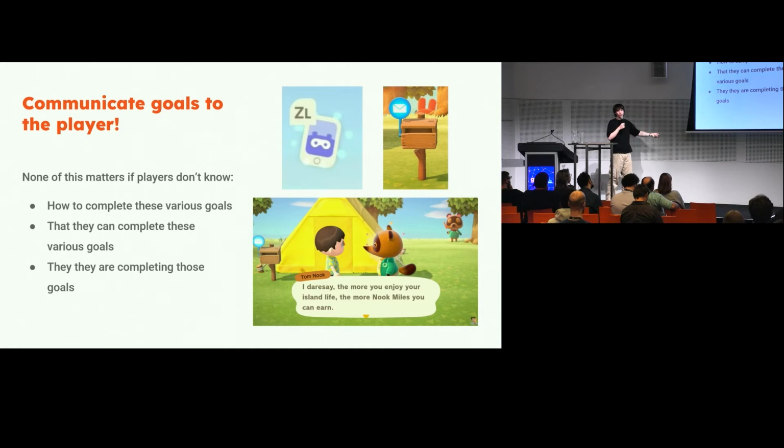If we just have the intrinsic motivation, maybe that's vague. If we're rewarding Nook miles for the wrong thing, that's bad. Players are now rewarded for the wrong thing. So it's interesting. I like seeing stuff like this, like an example of Animal Crossing, actually just putting it down.